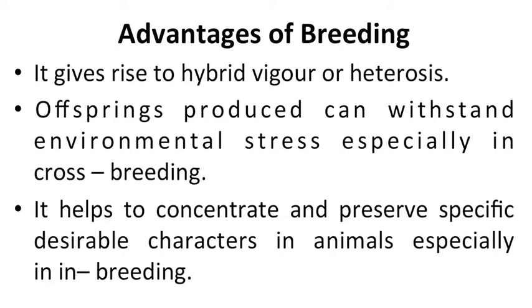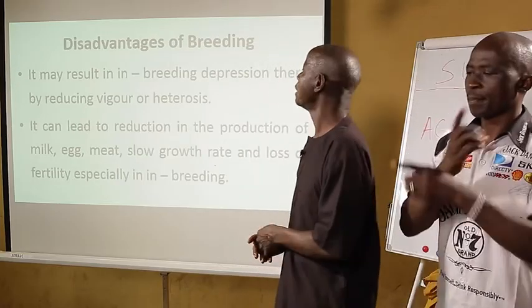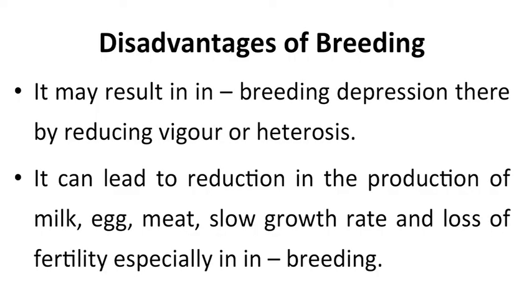Then, advantages of breeding. 1, it gives rise to hybrid vigor or heterosis, as I explained earlier. 2, offspring produced can withstand environmental stress, especially in crossbreeding. 3, it helps to concentrate and preserve specific desirable characters in animals, especially in inbreeding. Then we have the disadvantages of breeding. 1, it may result in inbreeding depression, thereby reducing vigor or heterosis. 2, it can lead to reduction in the production of milk, egg, meat, slow growth rate, and loss of fertility, especially in inbreeding.